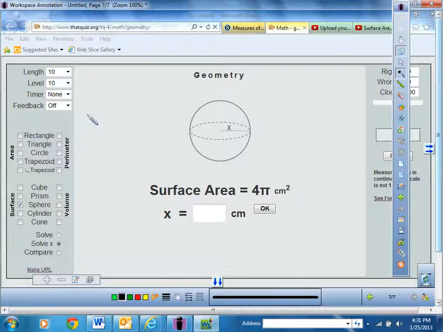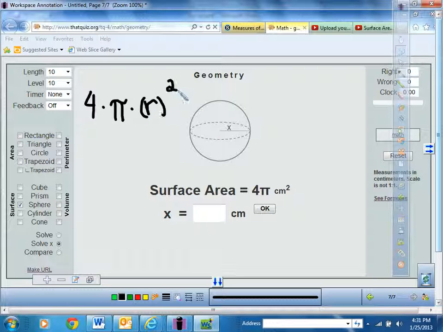So we have 4 times pi times our radius squared. Now in this case it's going to be x squared, and we're going to say it's equal to 4 pi. Alright, now I'm going to come over here, okay, and I'm going to do this little line like this.